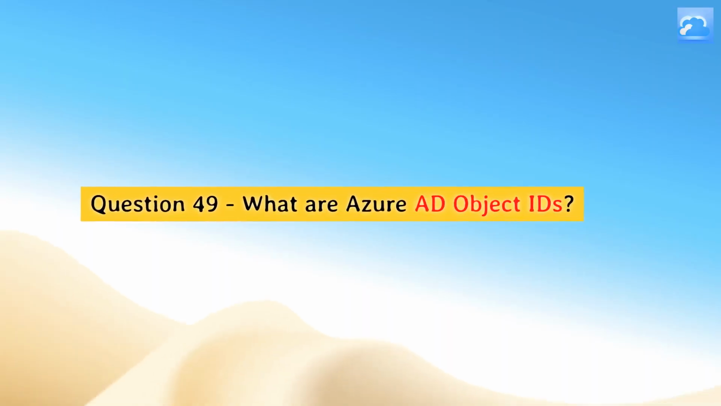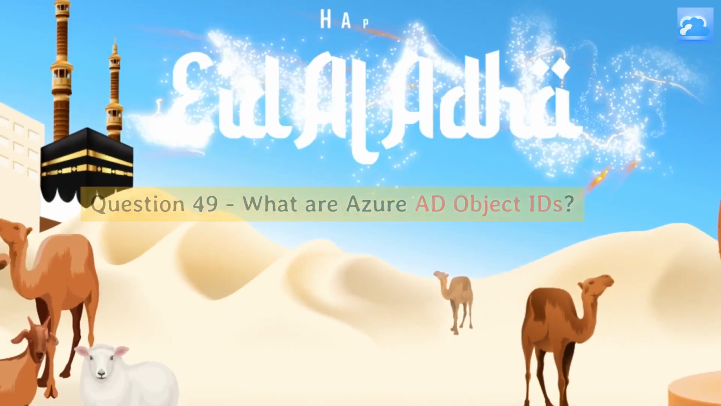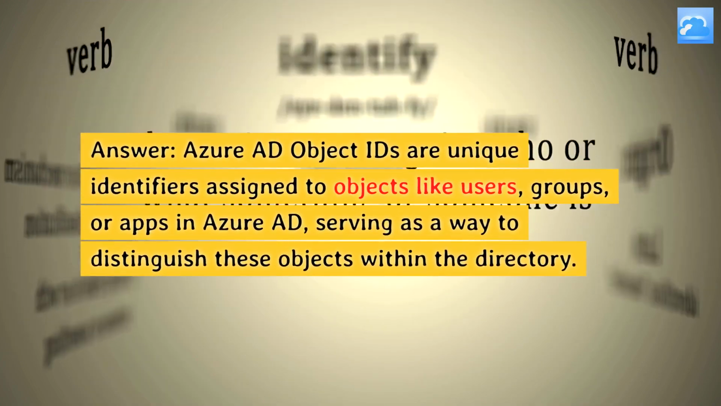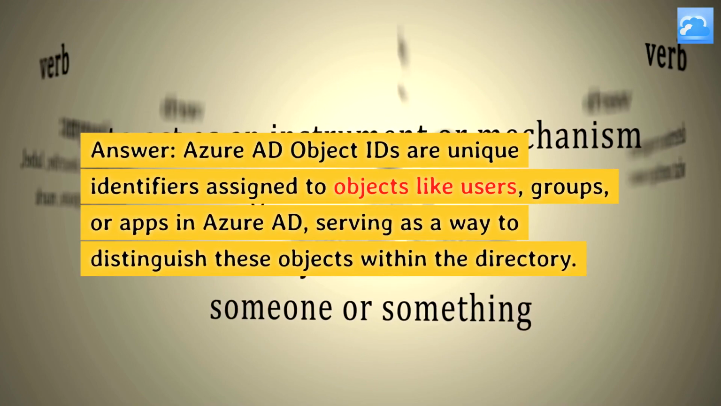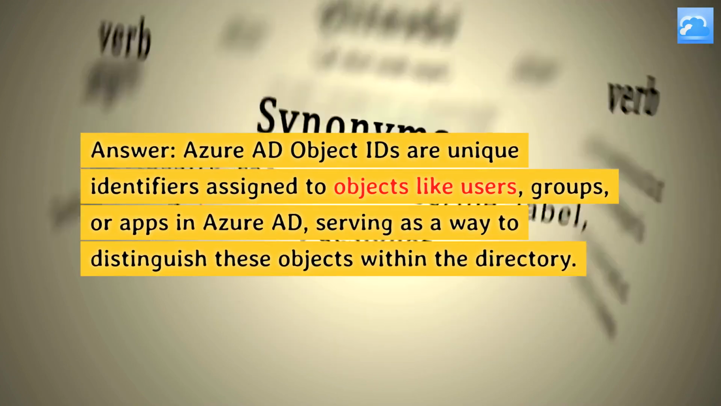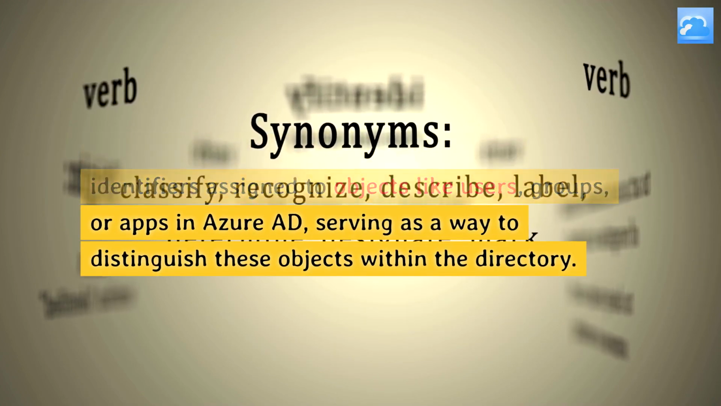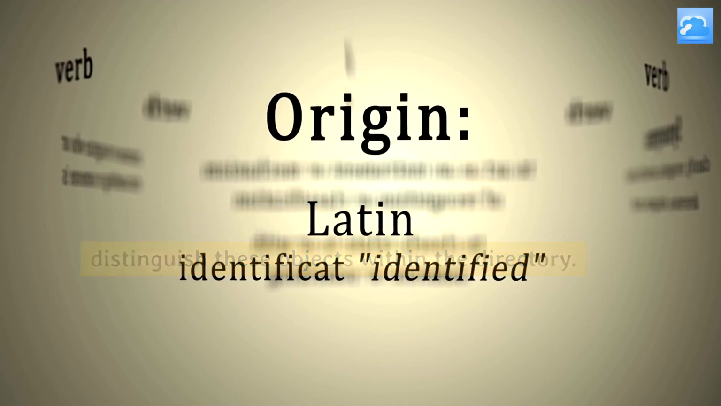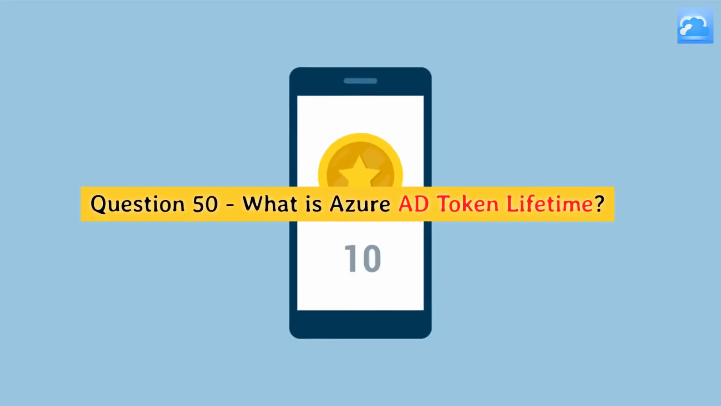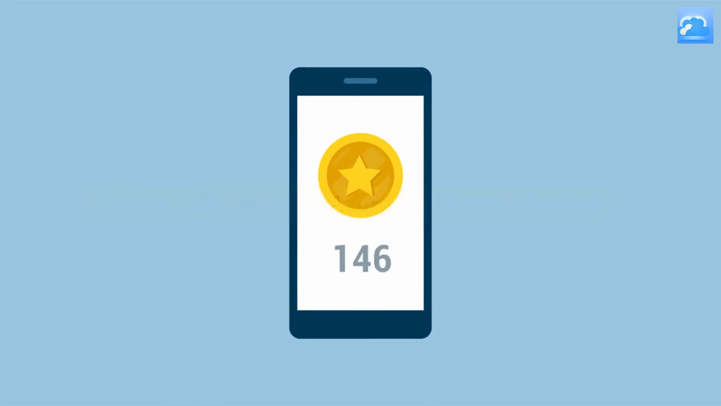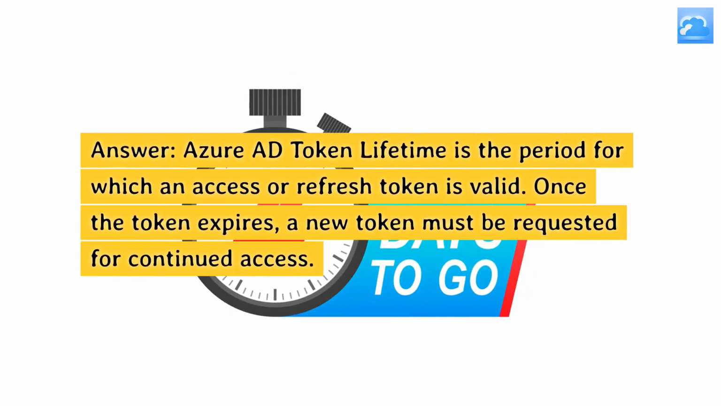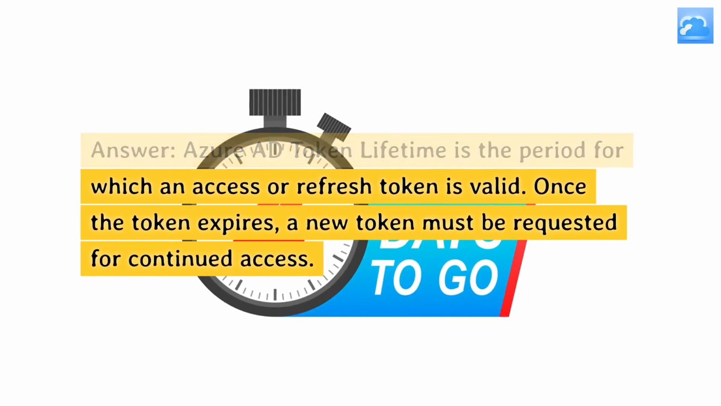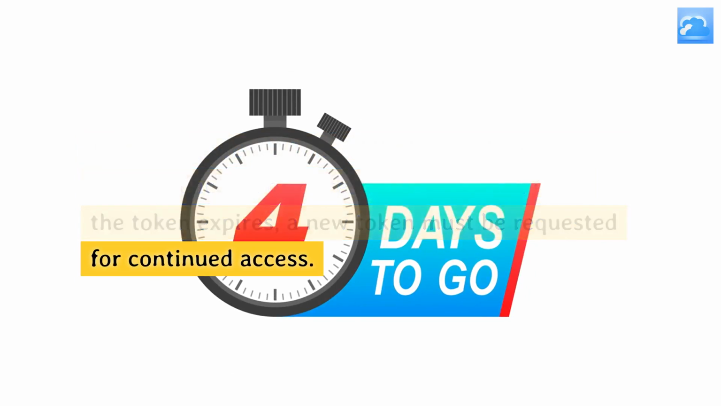Question 49. What are Azure AD Object IDs? Answer: Azure AD Object IDs are unique identifiers assigned to objects like users, groups, or apps in Azure AD, serving as a way to distinguish these objects within the directory. Question 50. What is Azure AD Token Lifetime? Answer: Azure AD Token Lifetime is the period for which an access or refresh token is valid. Once the token expires, a new token must be requested for continued access.